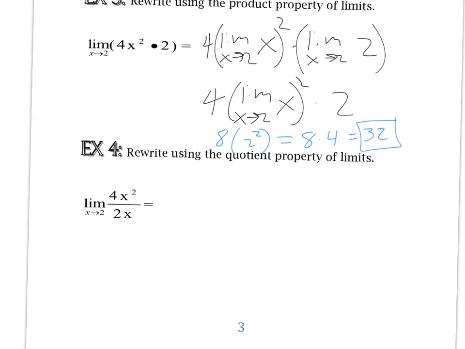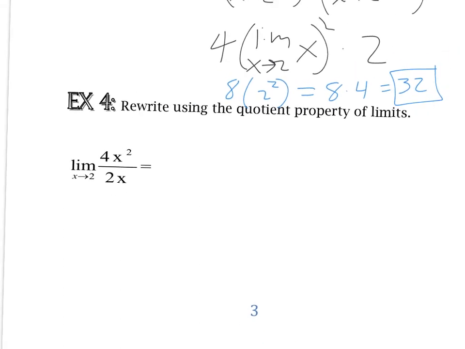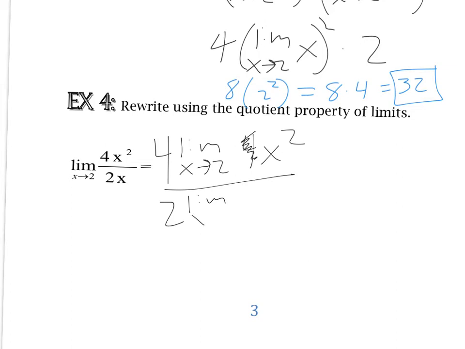Okay, last one, actually I'm sorry, it's not the last one, but almost the last one: rewrite using the quotient property of limits. So, a couple things about this is you could reduce and everything, but let's just rewrite it. Let's just say this is the same thing as the limit as x approaches 2 of 4x squared. And if we wanted to, we could actually put the 4 on the outside. Don't need to put it there. Over 2 times the limit as x approaches 2 of just x.